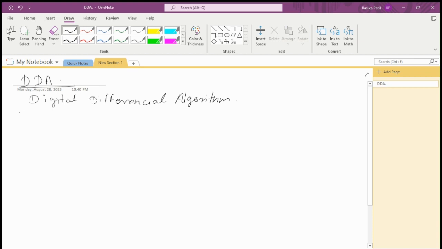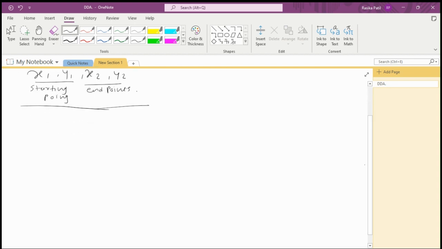First, we have to find x1, y1, x2, y2, which is our first point or starting point, and this is our end point. So first, we have to calculate dx. So dx is equal to x2 minus x1 and dy equals y2 minus y1.